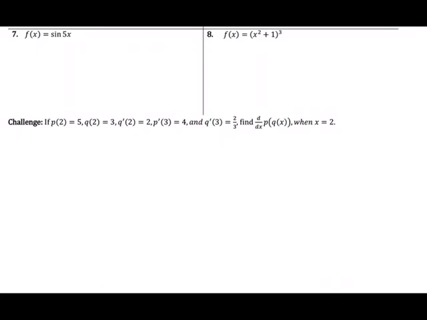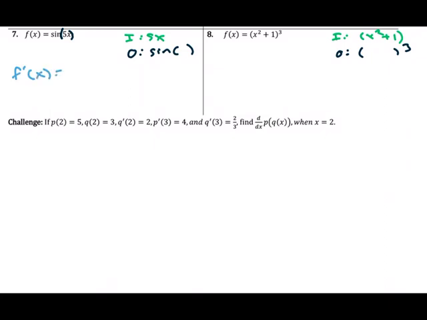Number 7, it may be helpful for you to add parentheses here, but I encourage you to pause the video now and see if you can work through 7 and 8 on your own, and then unpause the video and see how you did. Hopefully you've had some time to work through this on your own.